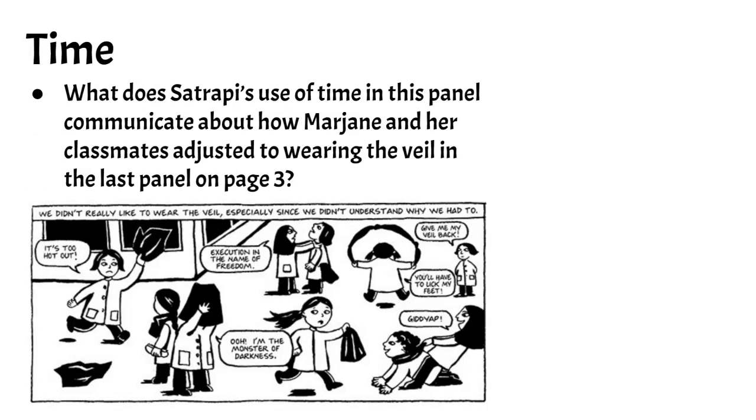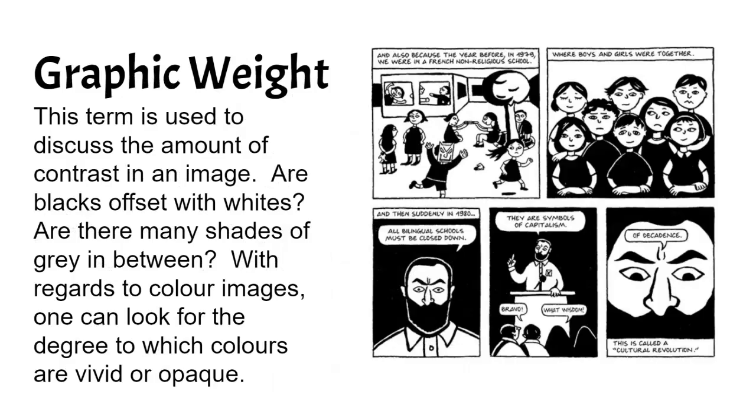So what does Satrapi's use of time in this panel communicate about how Marjan and her classmates adjusted to wearing the veil in the last panel on page 3? So how did they feel about it? Well, it's pretty apparent here that they were not used to it. They did everything with that veil except wear it, and that was a big change for young people.